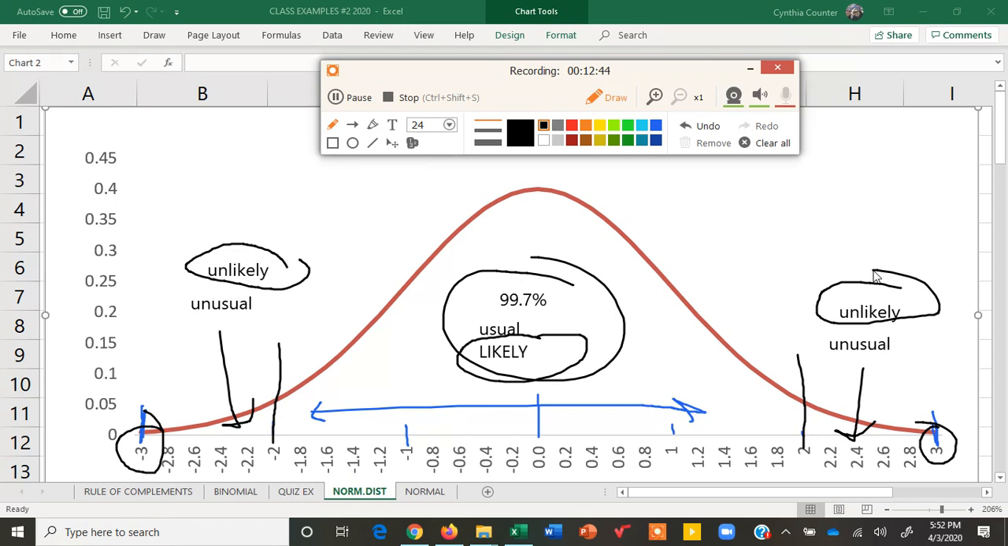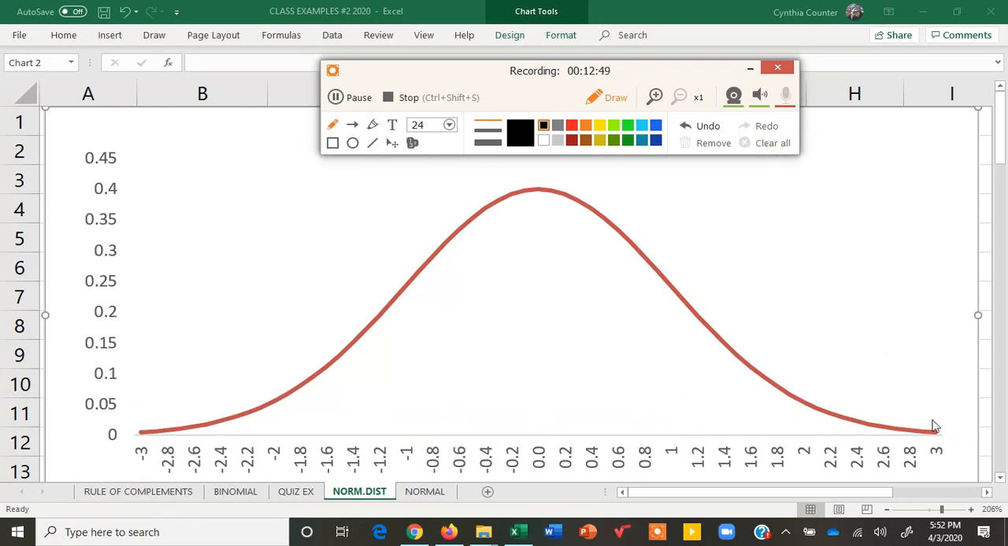Well, then what about being beyond that? What about being here, beyond the 3 standard deviations from the mean? Those are so far out that it's way beyond most of the data, and we refer to these as outliers. So anything more than 3 standard deviations from the mean is considered an outlier.